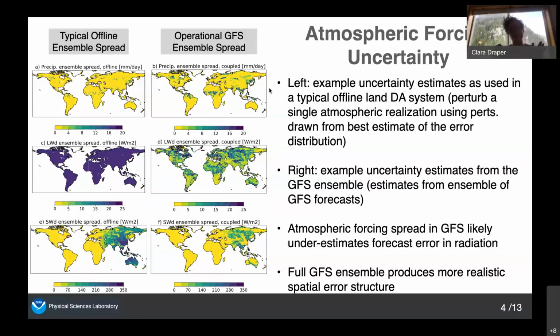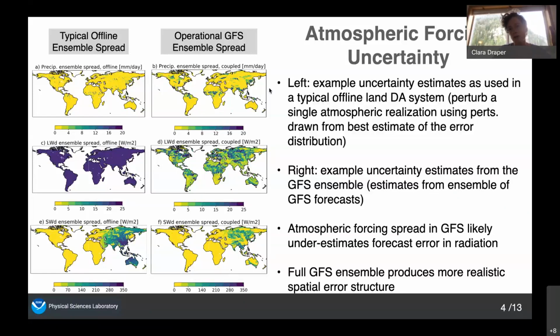random perturbations to the important forcing fields, with those perturbations drawn from our best estimate of what we think the uncertainty in that field is. And so I've compared here, on the right, the ensemble spread from the GFS, and then on the left is the typical ensemble spread that might be used in an offline system. Precipitation on the top, downwelling long wave in the middle, downwelling short wave in the bottom.